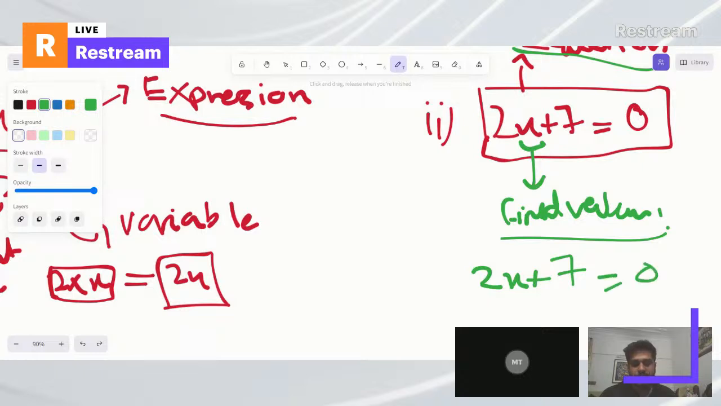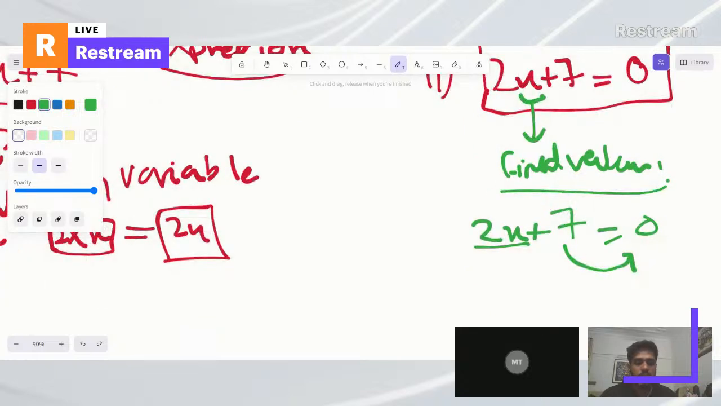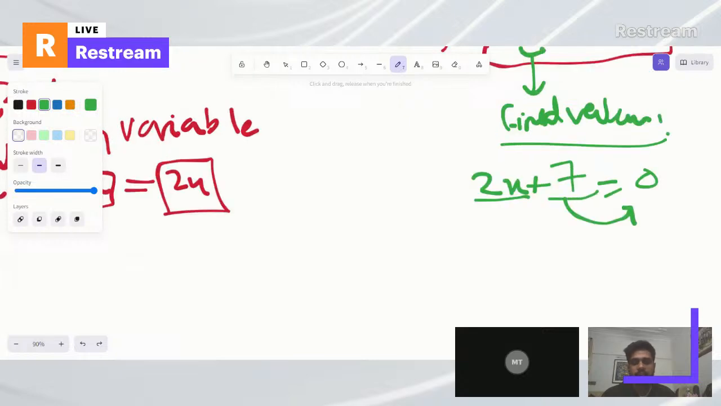Now, as plus 7 is being added to 2x, it's going to move to the other side of the equation. When something in addition or subtraction moves to the other side of the equation, it changes its sign. If it's positive, it changes to negative. If it's negative, it changes to positive. Right now 7 is positive, it's plus 7, so it's going to be 2x equals negative 7, right?